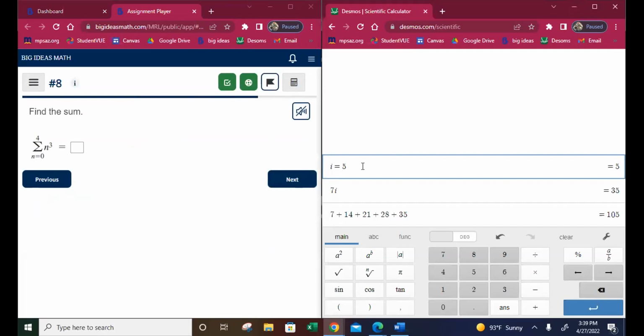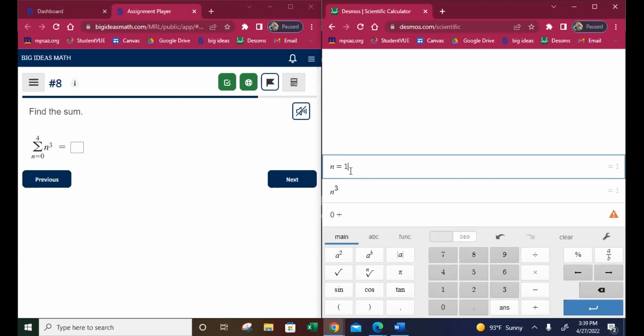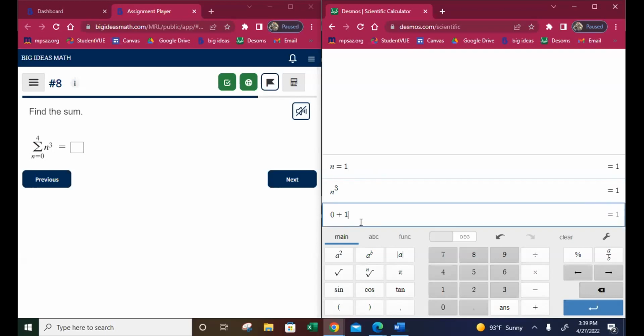Okay. This time you've got to let n equal 0, not 1, because it's the lower index, that thing below the Greek sigma. And then type in n cubed, or n to the power 3. And then 0 is your first value. Yep, 0 plus, and then do the next one. Good.